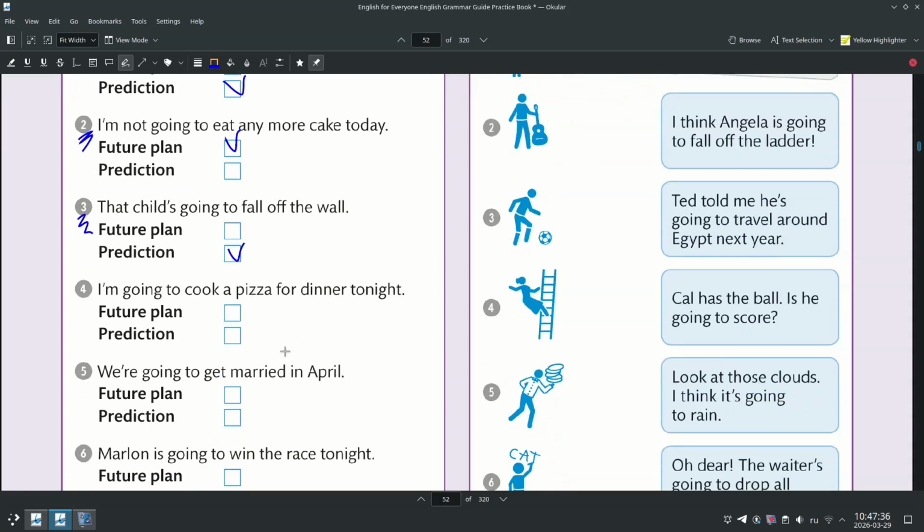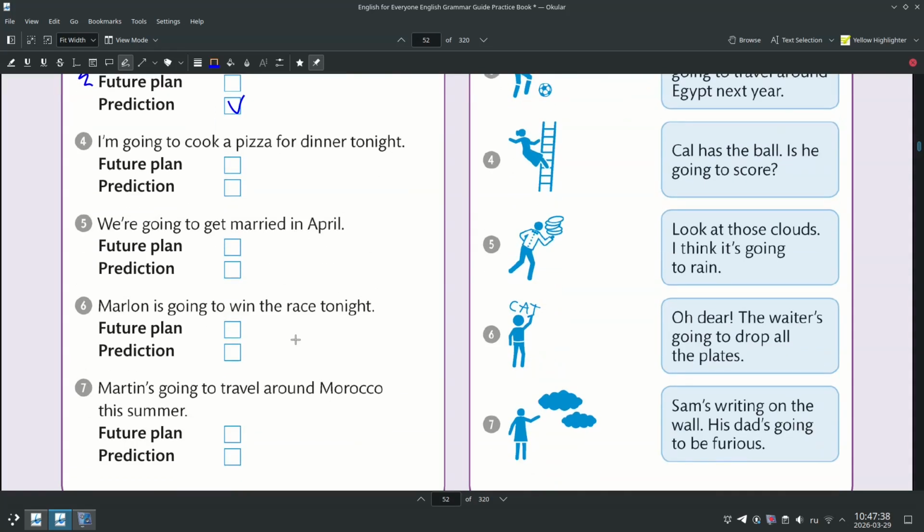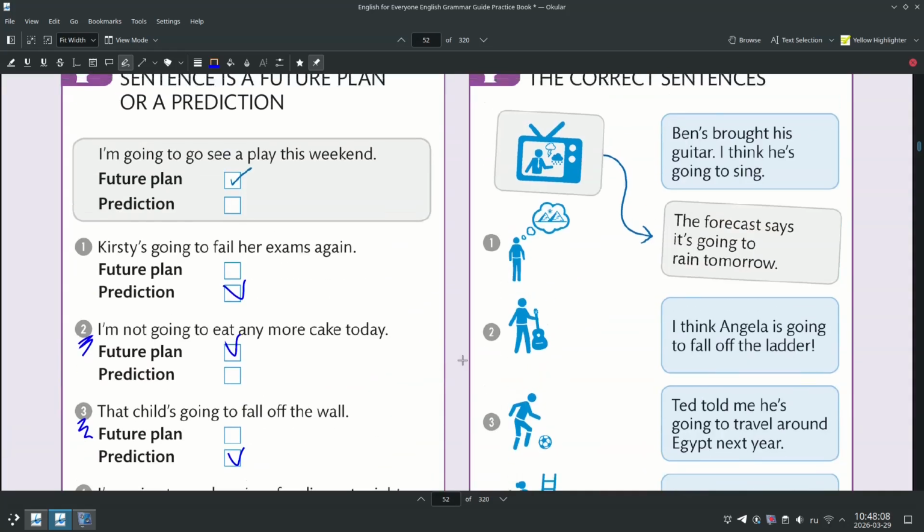Prediction. Number 4. I'm going to cook a pizza for dinner tonight. Future plan. Number 5. We are going to get married in April. Future plan. Number 6. Marilyn is going to win the race tonight. Prediction. Number 7. Martin's going to travel around Morocco this summer. Future plan.